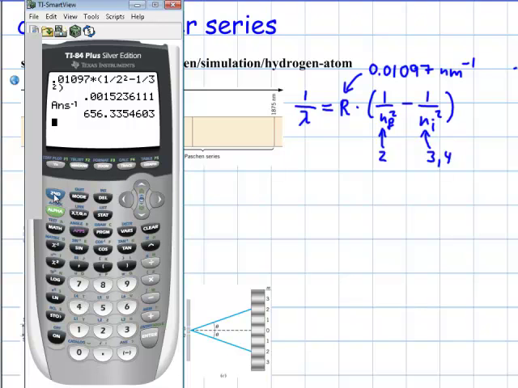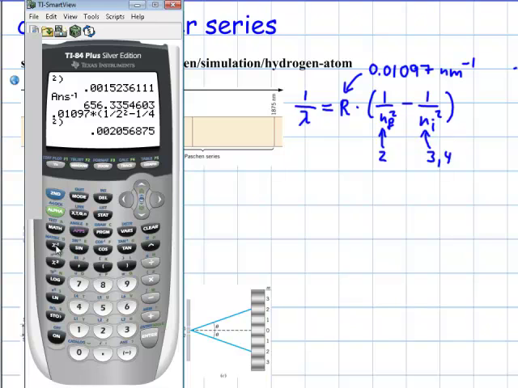And then I'm going to do the next one. Again, that should be also no surprise as you look in the book, that will come out to 486. And there it is.